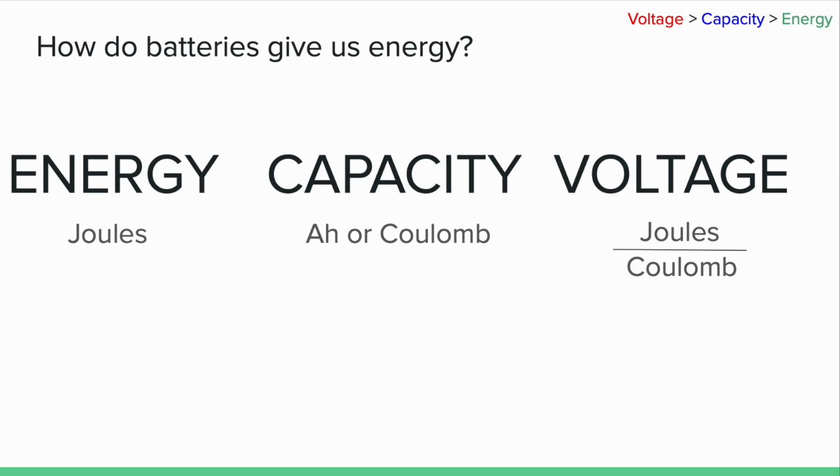And I know, I'm sorry for keeping that from you for this long, but I wanted to introduce voltage with the height analogy, and I didn't want units to get in the way. Anyway, from these units, we can see that if we multiply capacity and voltage, we get energy, since coulombs cancel out and we're left with joules.